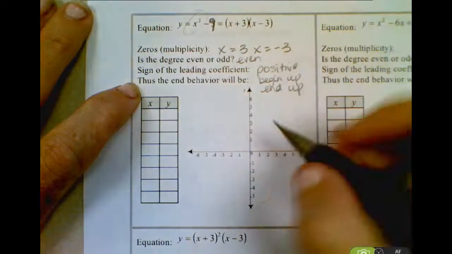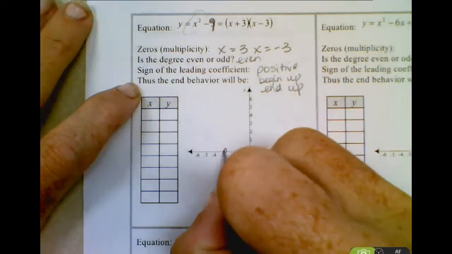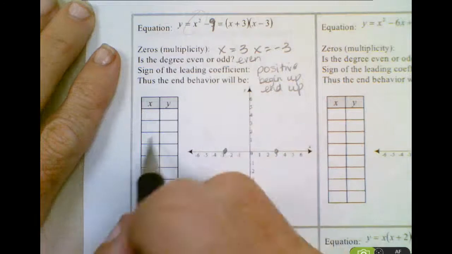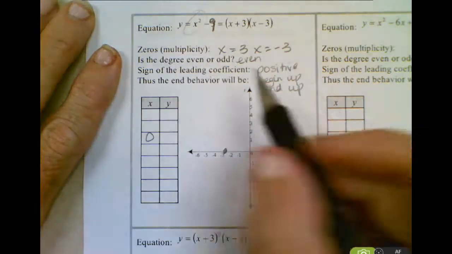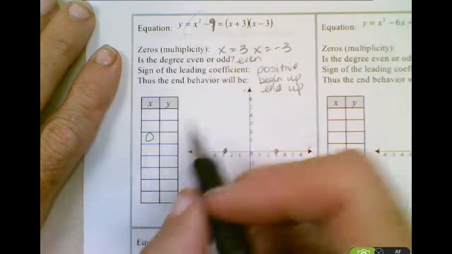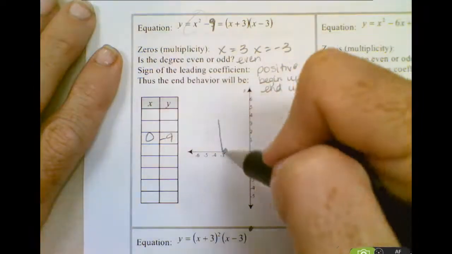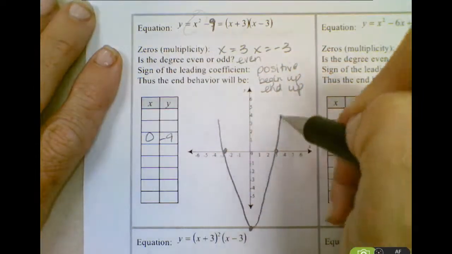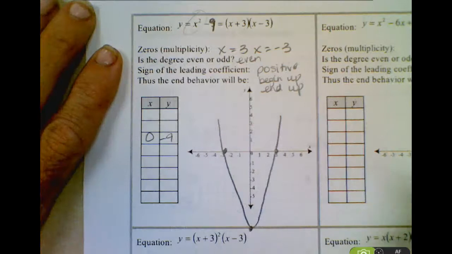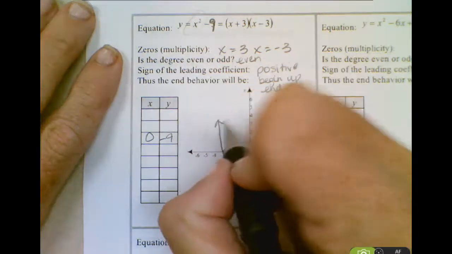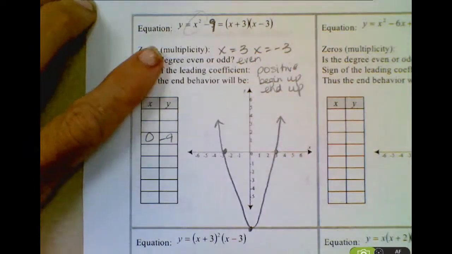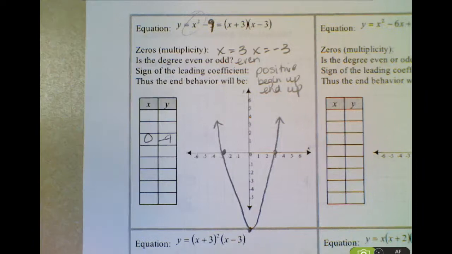So our zeros will be at 3 and negative 3. If we need to find our y-intercept, which is always where x equals 0, 0 squared is 0, so our y-intercept will be at negative 9. And there's our parabola there. Okay. They always are going to start and end at the same place when that's an even numbered polynomial.